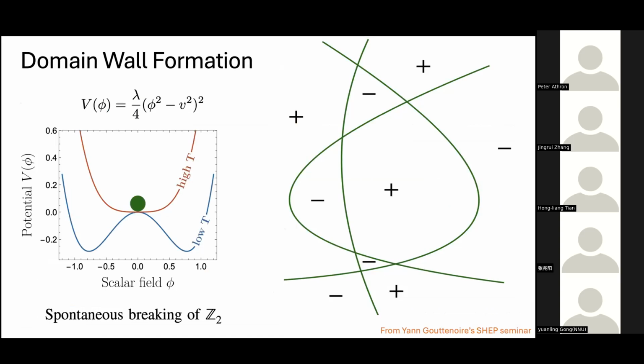Domain walls are two-dimensional topological defects, and they are formed once a discrete symmetry is spontaneously broken, for example, a Z2. What happens is that once a discrete symmetry is spontaneously broken, we get two degenerate vacua, and this leads to the formation of two domains, which are separated by a wall, which we call a domain wall, as we can see in the figure on the right. So we have two different domains, one with plus, one with minus, and the green line denotes the domain wall.